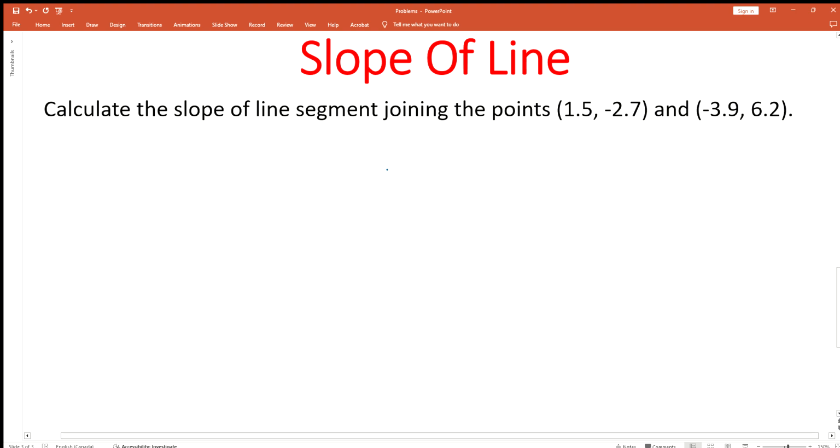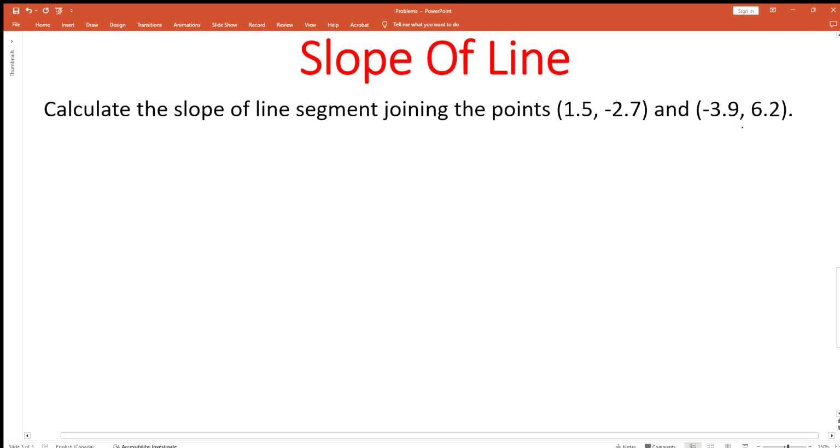In this video, we'll calculate slope of a line. As per the problem, calculate the slope of line segment joining the points (1.5, -2.7) and (-3.9, 6.2). In this problem, we are given 2 points that are joined by the line segment. We have to calculate the slope of the line segment.